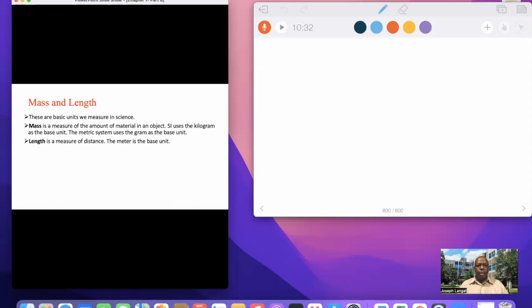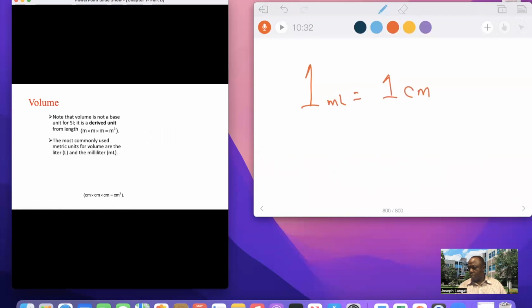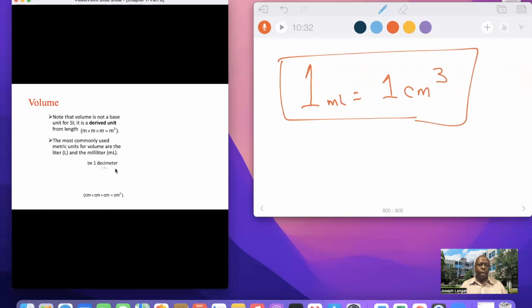Length is a measure of distance, and the base unit in metric is the meter. Volume, this is just how volume was arrived at. We use liter in metric, reducing that by 1,000 gives milliliters. One equivalent statement you will find useful down the line is that 1 ml is the same as 1 cubic centimeter. A cubic centimeter is the same as 1 ml.